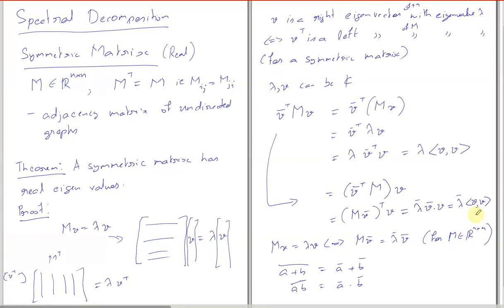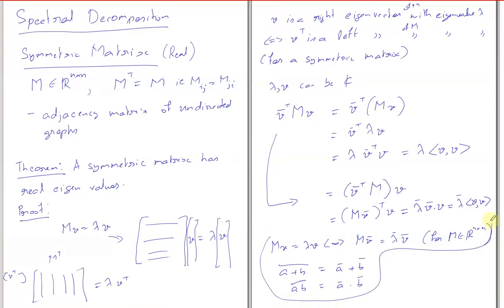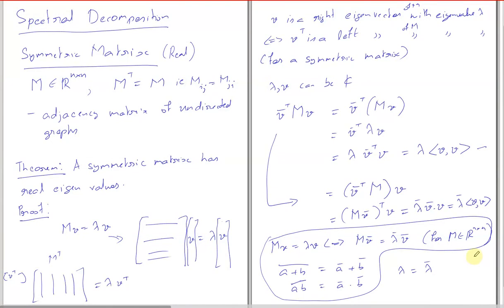Yeah, so now what can we conclude? Sir, we have lambda equal to lambda bar. Sir, there's a transpose missing in the last but one equation. Oh, you are saying, so there's a transpose here. Yes.